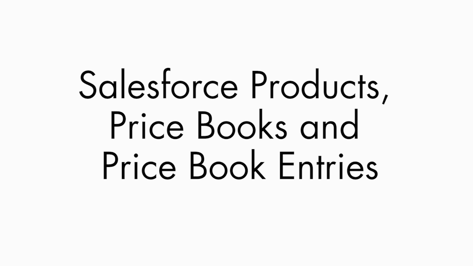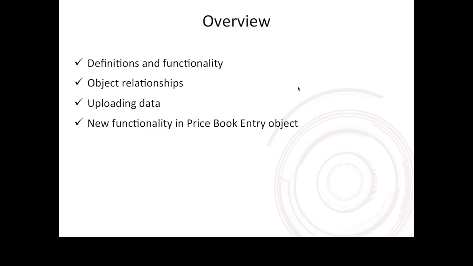Just a quick overview of what we're going to be doing today. We're going to talk about the definitions of the various objects and their functionality. We're going to go over some relationships between the various objects. We're going to talk about how to upload data, which can be a little bit tricky on these objects, and then we're going to talk about the new functionality in the price book entry.